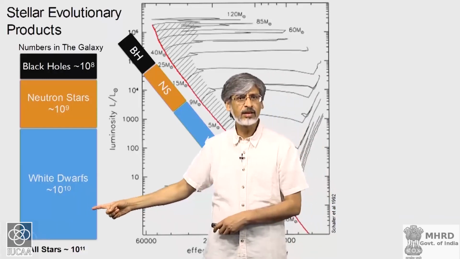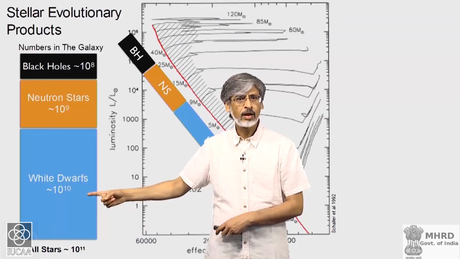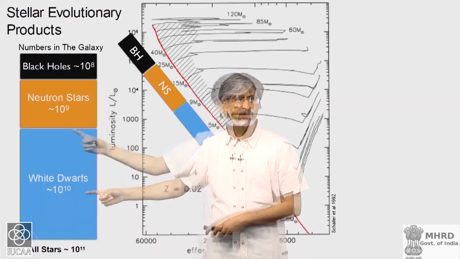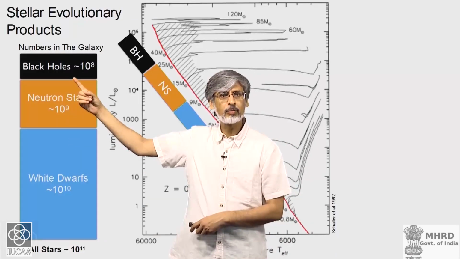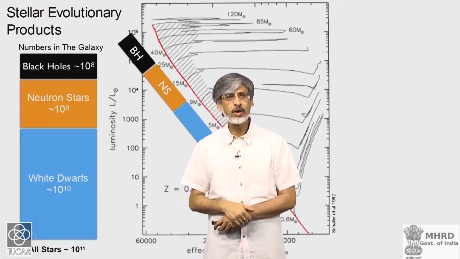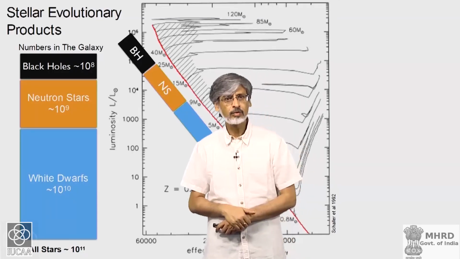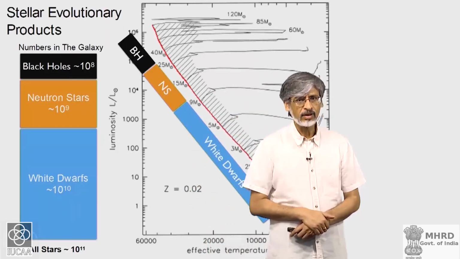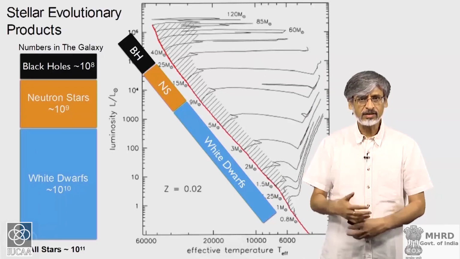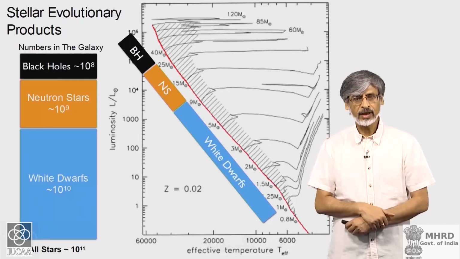If we take a census in our galaxy, the total number of stars is about 10 to the power of 11, and the white dwarfs which have already been produced number about 10 to the power of 10. Neutron stars are about 10 to the power of 8 or 10 to the power of 9, and the number of black holes is about 10 to the power of 8. So, this is what we have in our galaxy, and every galaxy has similar numbers. So, this is our census of the compact objects that we are talking about in our galaxy as well as in the universe.